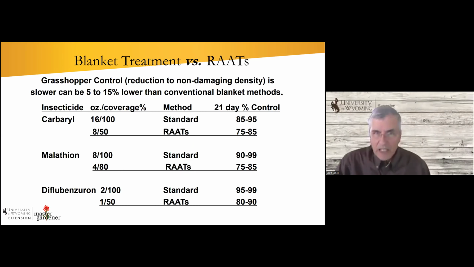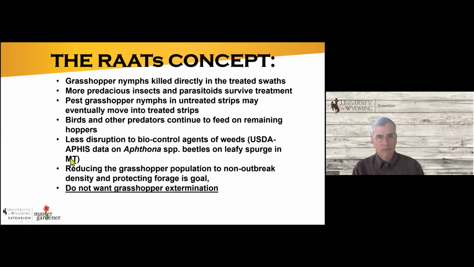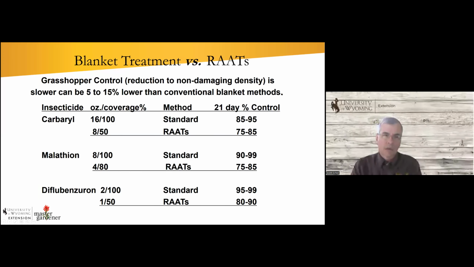So what kind of control do you get? So the three types of insecticides that are still labeled for this usage, whoops, twitchy, are carbaryl, malathion, and diflubenzuron. And I'll talk a little bit more about the one that I think is the best. So you do after 21 days with the RATS method, you would get a little less control with each one of these insecticides, but it's still adequate control because of the nature of the grasshoppers.